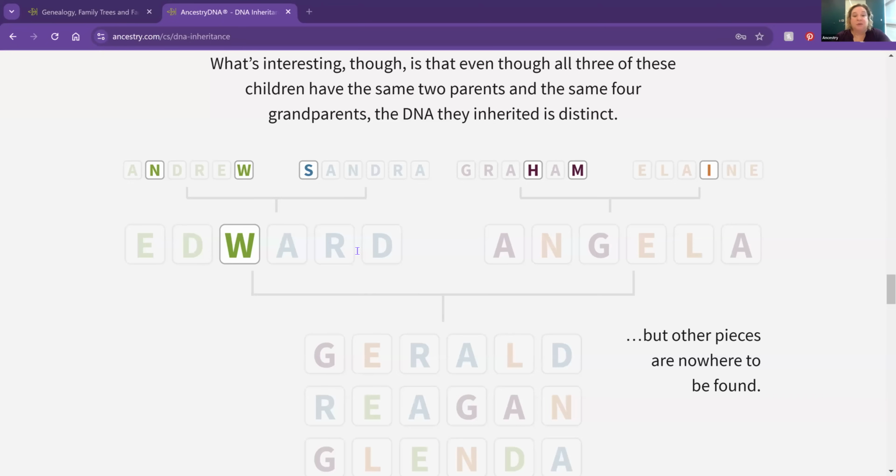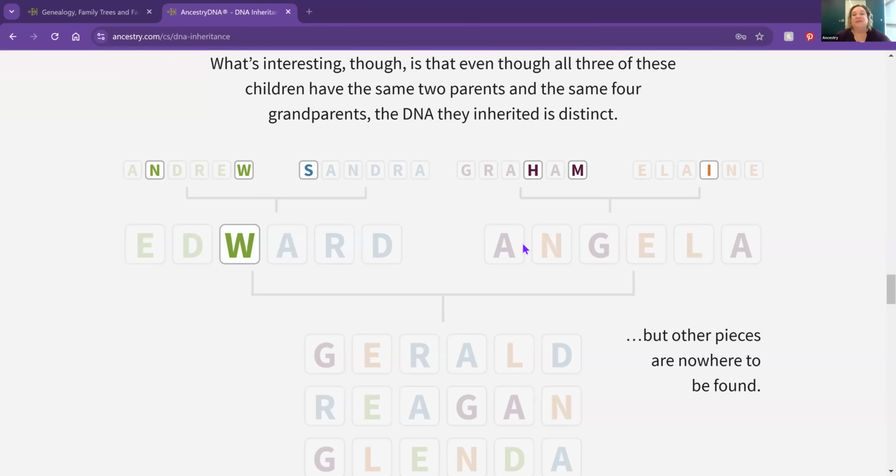If Edward and Angela are both alive and both willing to take an AncestryDNA test, technically you don't need to test any of their children because 100% of their DNA is represented by Edward and Angela. But if one of them is deceased, then you want to test as many children as possible, okay? You also might just want to test their children because it's interesting to see who inherited what. And you'll see when we get to the match list that that's exactly what I've done with my own family.